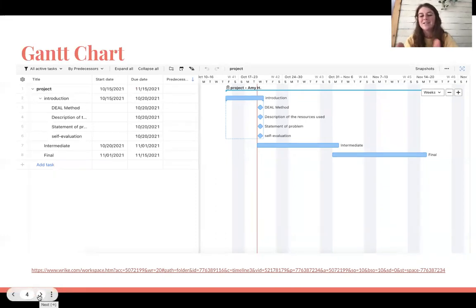But I kind of just have each state: introduction, intermediate, final. And I want to go through and personalize it now to my projects, instead of just the basics of what we need, like when I want to have an experiment finalized by and when I want my lesson plan to be completed by and stuff like that.